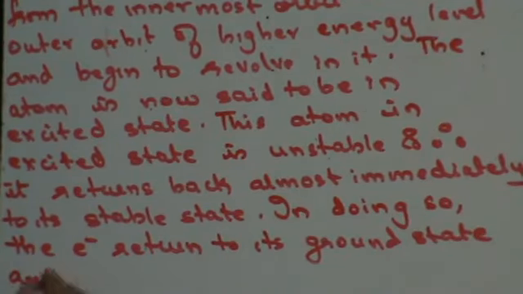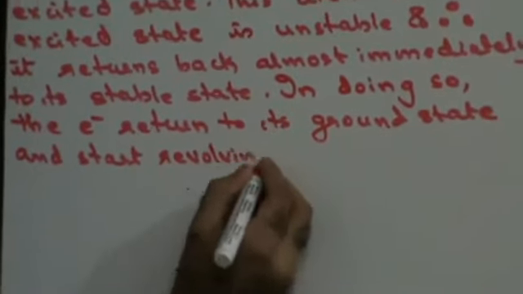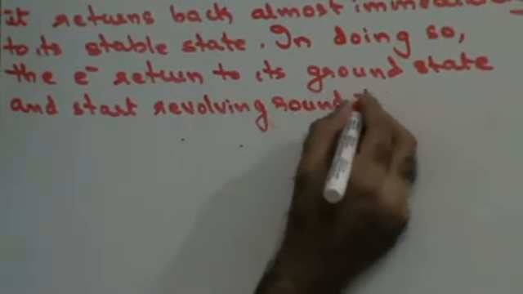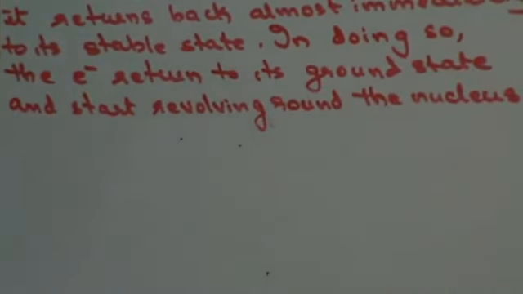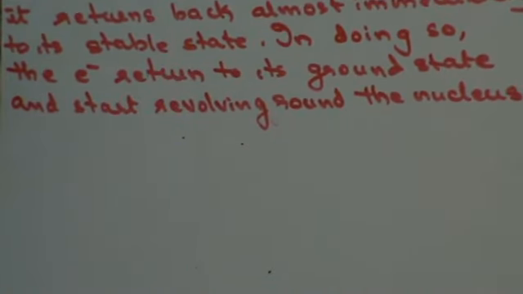And starts revolving around the nucleus. Right? Now, according to Bohr's theory, or according to Bohr's third postulate, when the electron jumps from a higher energy level to a lower energy level, it gives out some energy, right? Which corresponds to the difference between the energy levels of the corresponding orbit.